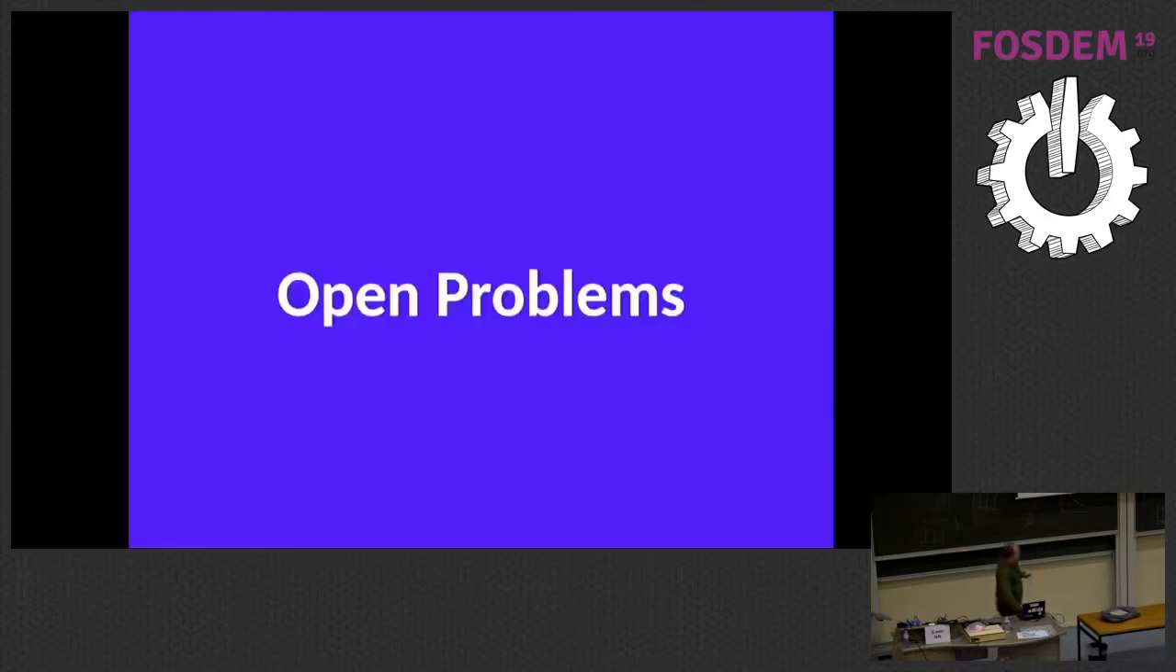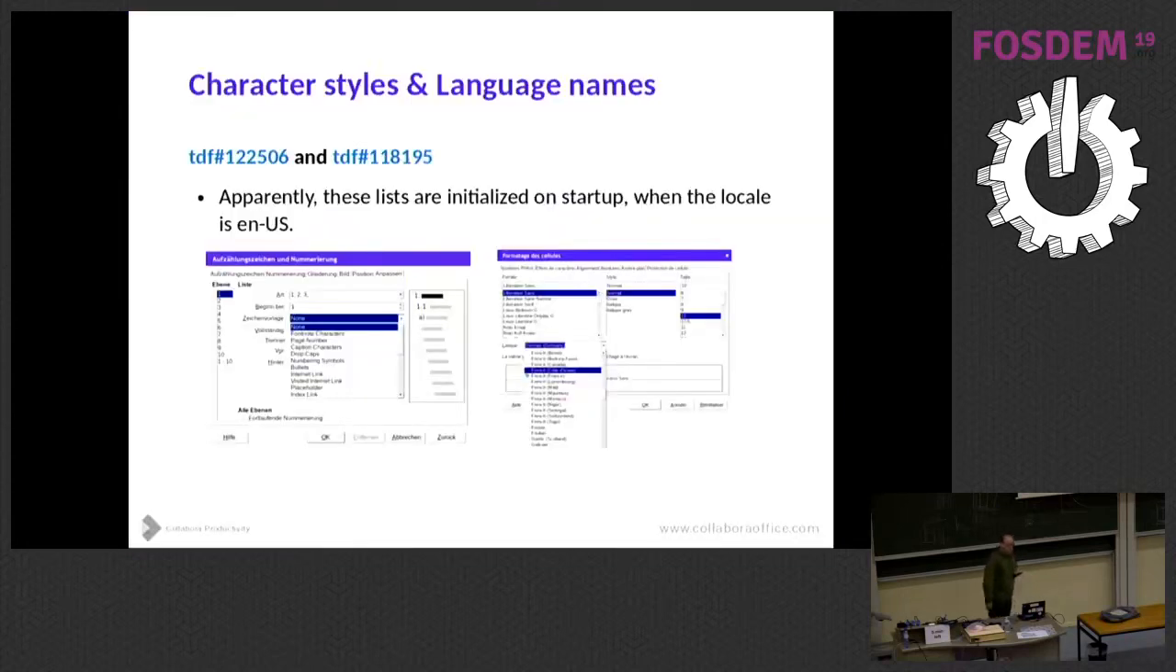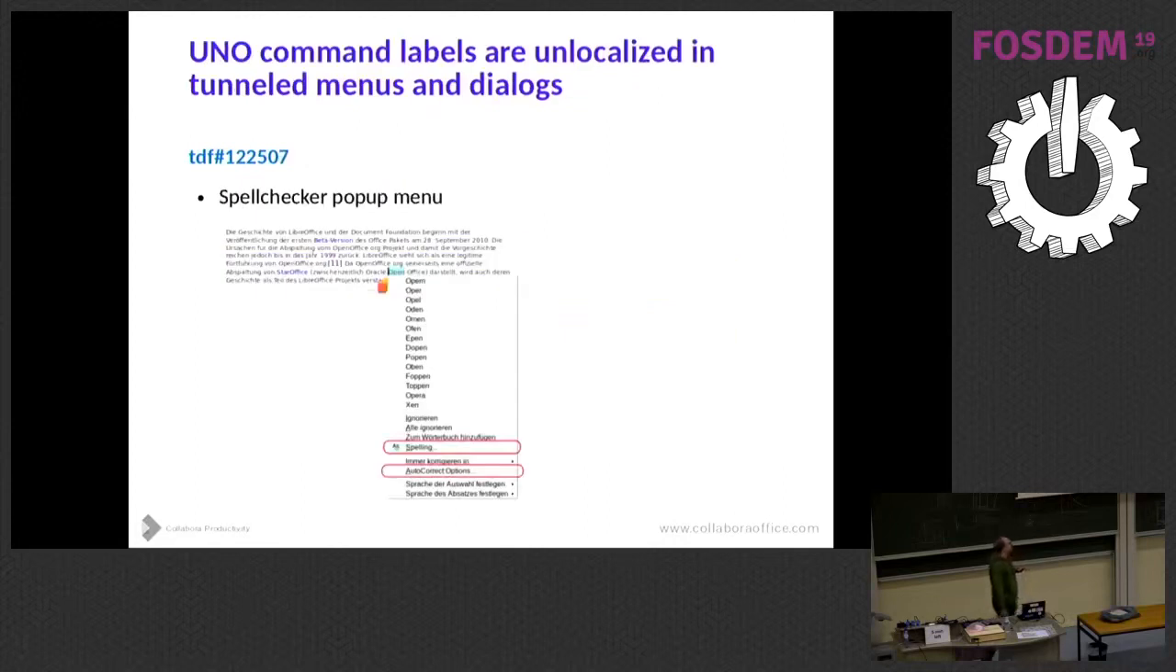There are some open problems that we are working on currently. For example, the language lists are cached. These lists are populated at startup with the English strings, and they remain English regardless of the user interface language. So we have to cache language-dependent lists per view. The other problem was that in some tunneled pop-up menus and dialogues, there are also English command labels coming in.